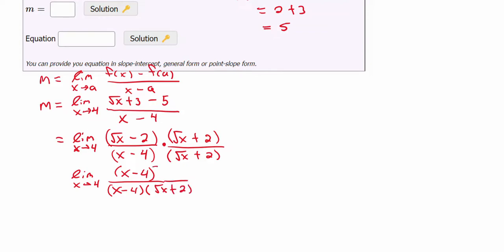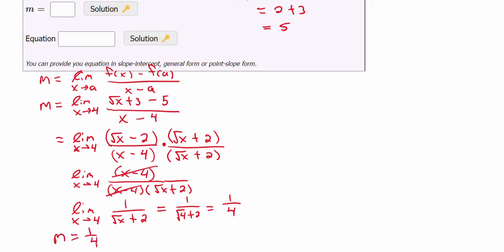All right, so we get to cancel those, and we end up with the limit as x approaches 4 of, now this is 1 over the square root of x plus 2. And if we plug in x for 4, we end up getting 1 over the square root of 4 plus 2, which is equal to 1 over 4. So our slope is 1 over 4.